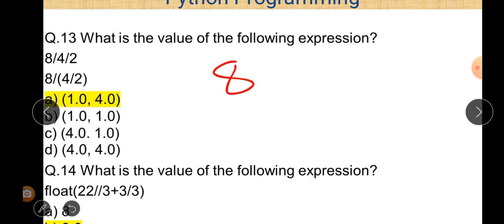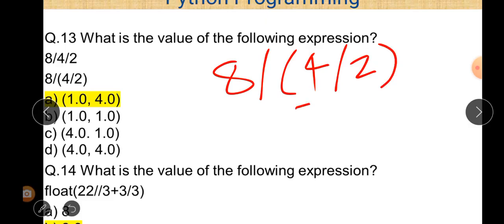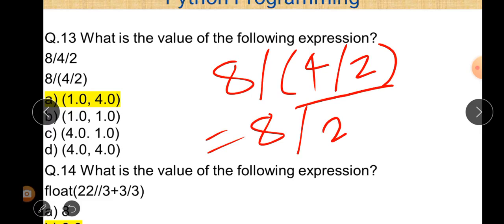The second is 8 divided by, and there is a sign of parenthesis here, 4 slash 2. So parenthesis should be evaluated first, and 4 is divided by 2, so the answer is 2.0, and when 8 is divided by 2.0, the answer is 4.0, because the division operator always returns the answer as a float value. So the answer is 1.0 and 4.0. That is the correct answer.